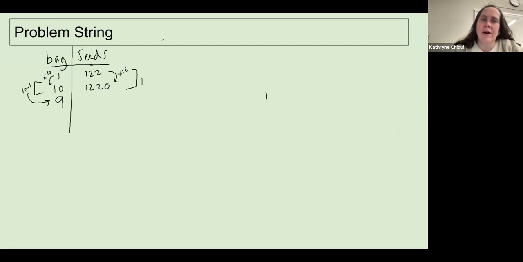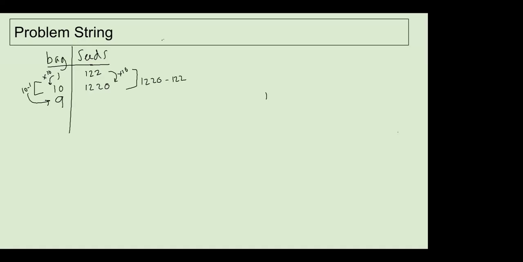And then because of that, you said you have the 1,220 seeds in the 10 bags, and you're taking the 122 seeds away because you took away one bag. Yep. All right.